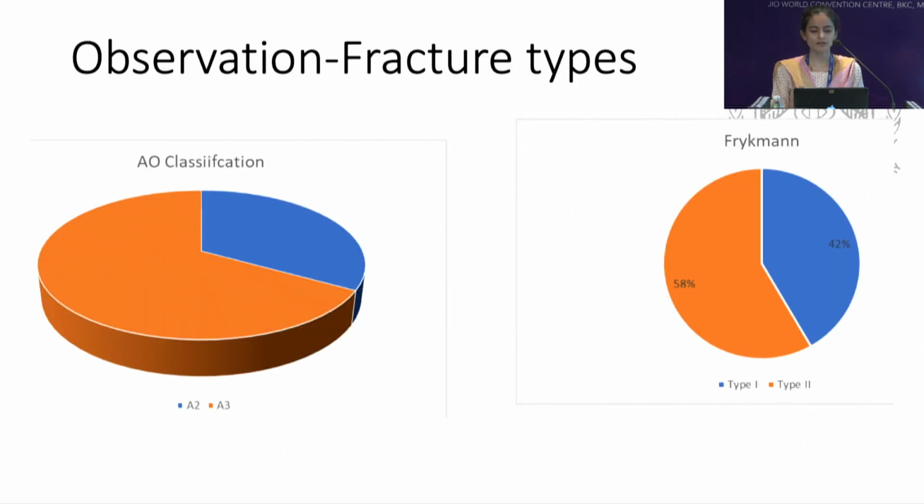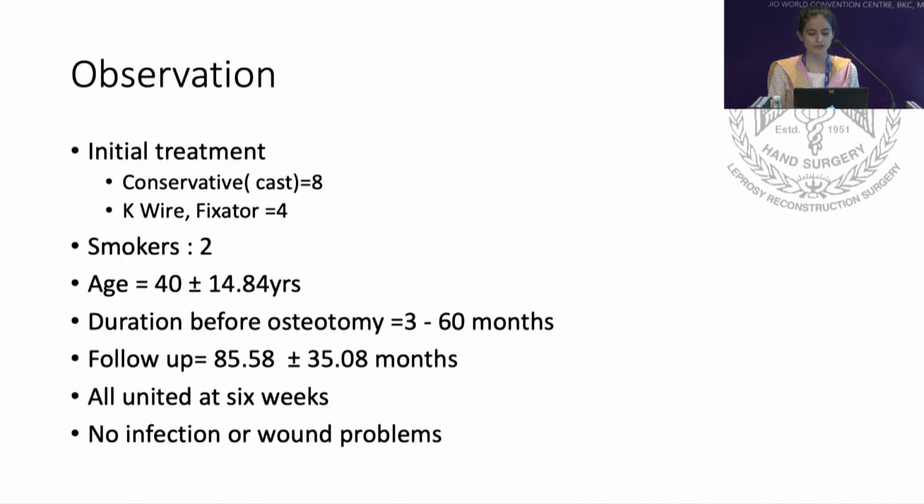Depending upon the fracture type, as per the AO classification, A2 was the maximum that was seen in about 66 to 70% of the patients, and A3 in 30 to 33.36% of the patients. We noted 58% type 1 and type 2 in 42%. Initial treatment was conservative in 8 patients, and K-wire and external fixator for 4.